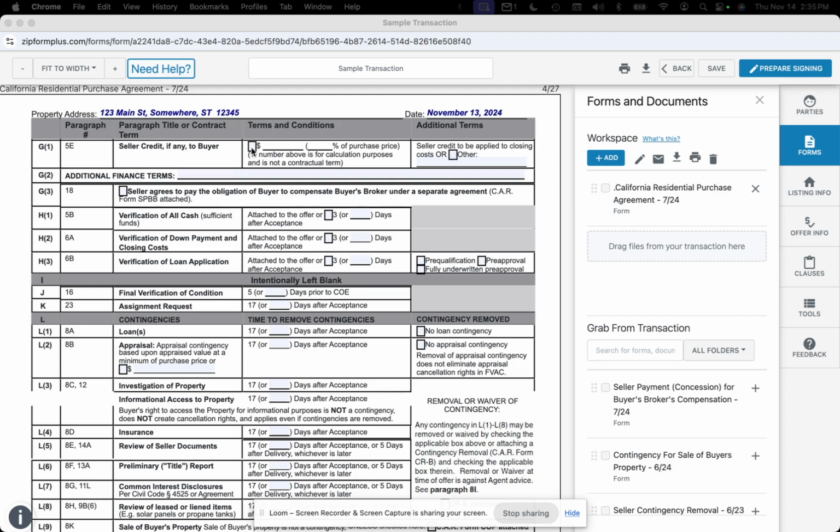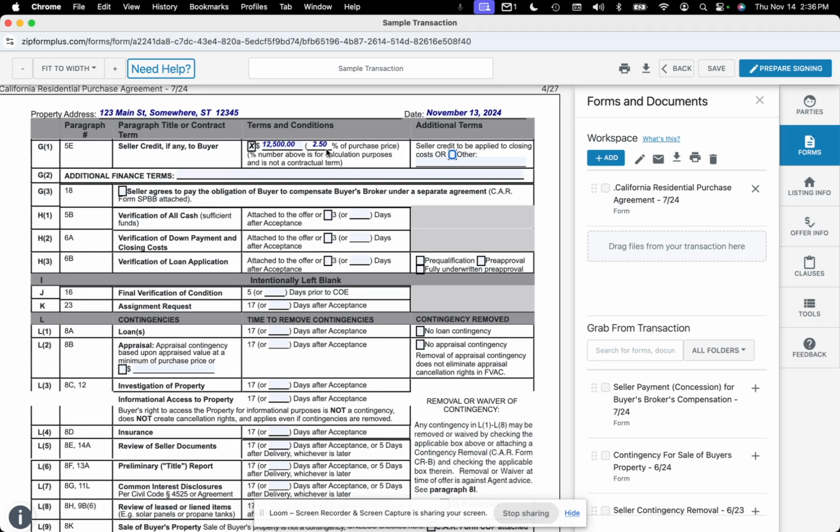So if you want to ask for a seller credit, let's say it's for the agent's commission, you're going to check this box. And you can write in 2.5%. Actually, sorry, this is a dollar amount. So in this case, 2.5% of 500,000 would be 12,500, and that would be 2.5%.